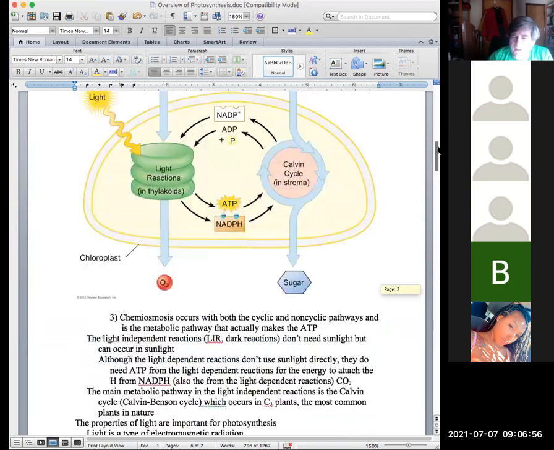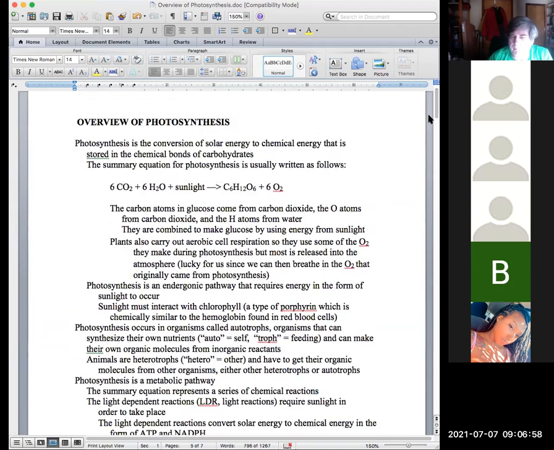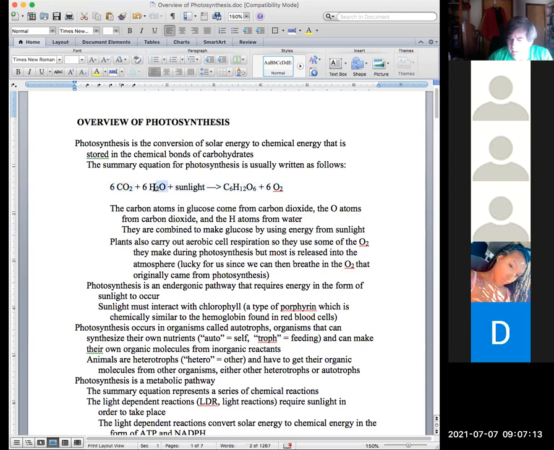So let's go back to the top of our notes and begin thinking about photosynthesis. The general equation for photosynthesis is that photosynthesis has two chemical reactants, 6 molecules of carbon dioxide. We're going to combine those with 6 molecules of water.